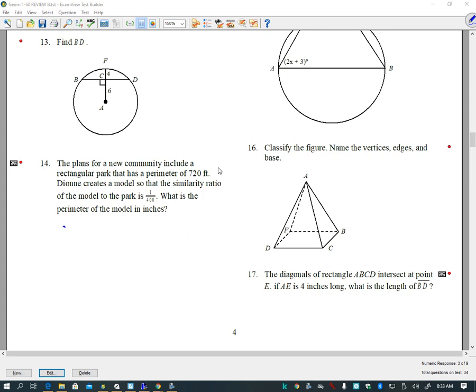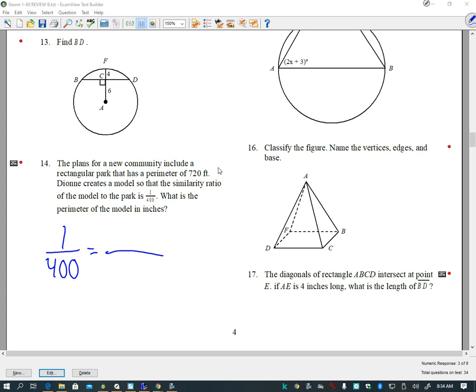Okay. So the problem that we had with this question last time is that we got our answer in feet. Okay, and you're still going to get your answer in feet. So if it's 1 over 400, where do I put the 720 at? Does it go on the top or does it go on the bottom? Where does it go? Top, bottom.